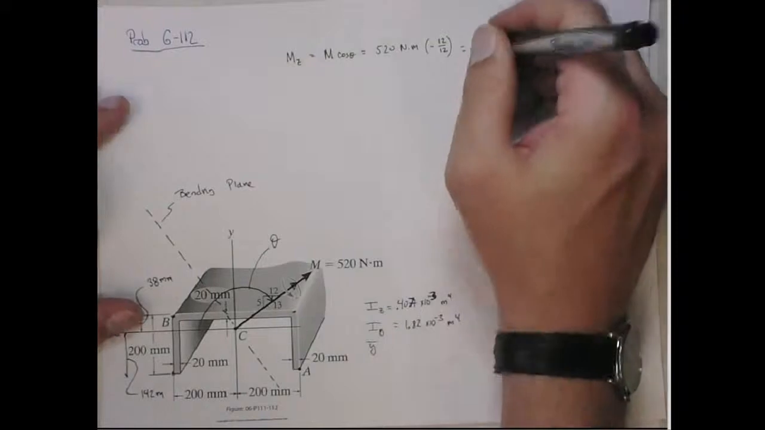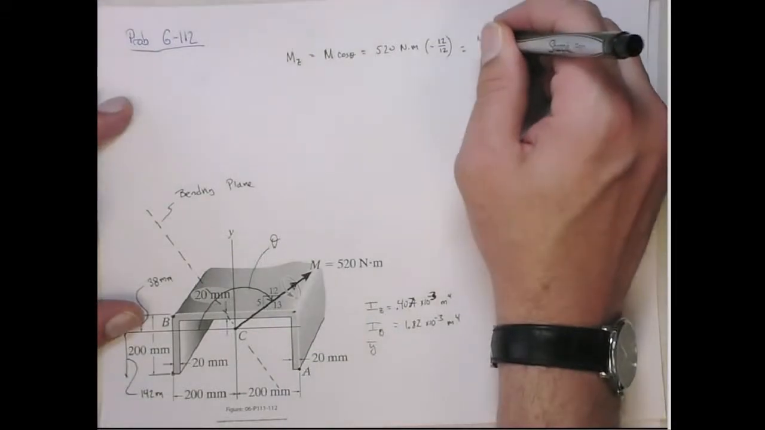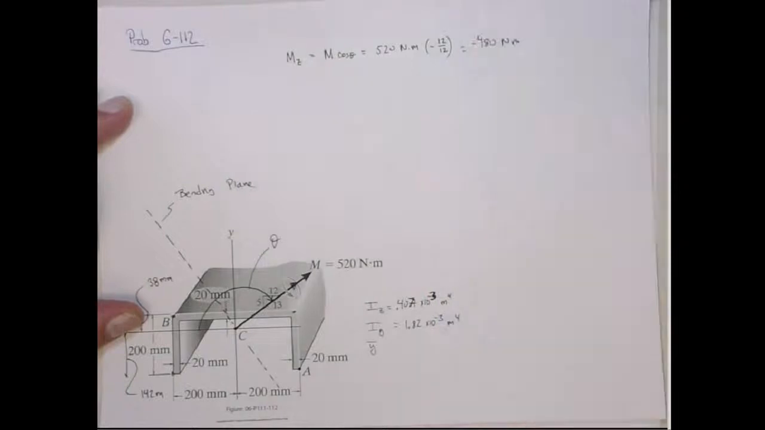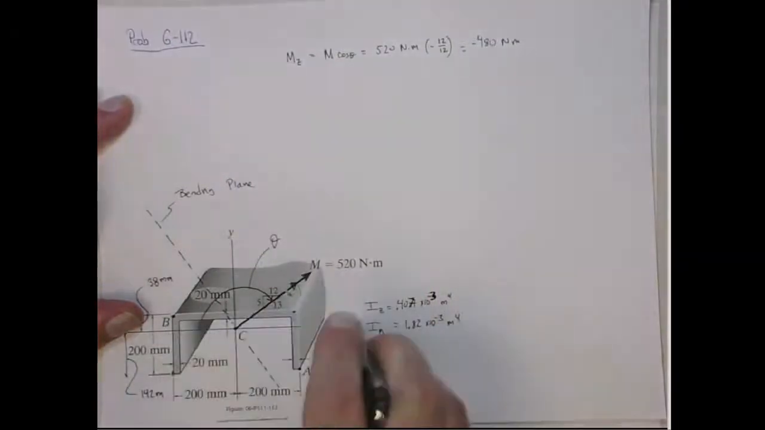That is 480 Newton meters, a negative. Okay? So it's going in this direction, right? Negative.